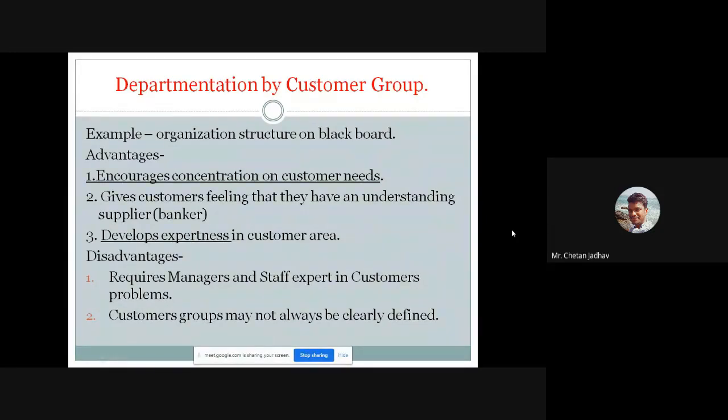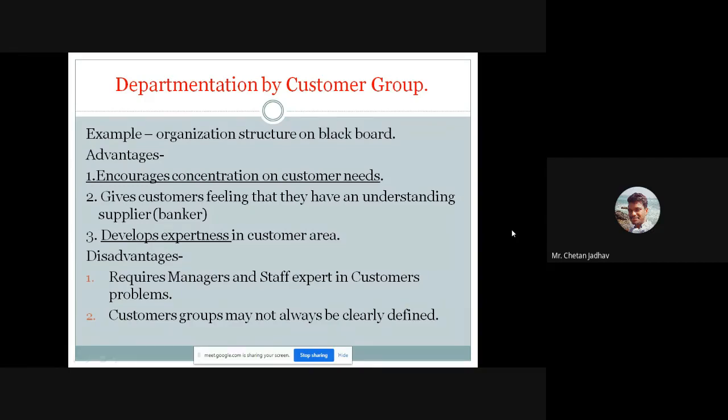Develops expertise in customer area. So we have to develop some expertise, we have to keep expertise to relate to this problem, we have to provide some solution to the customer, we have to make one separate department, like a developer expert in banking, so we can easily provide all the solutions for their problems.